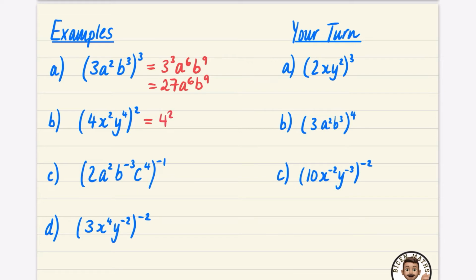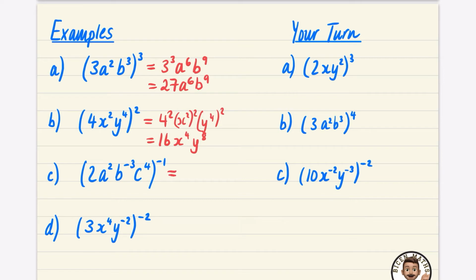This squared is going to apply to each of these parts separately. So we're going to have a 4 squared, we have x squared squared, we have y to the power of 4 squared. That might explain a little bit more clearly why we multiplied the powers. You get the 2 times the 2 and the 4 times the 2. 4 squared is 16. You're going to then multiply those 2 and 2 to get x to the power of 4, and you multiply the 4 and the 2 to get to the power of 8.